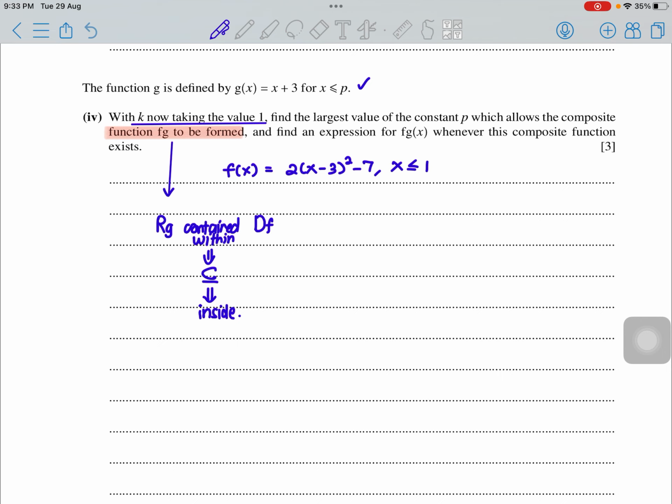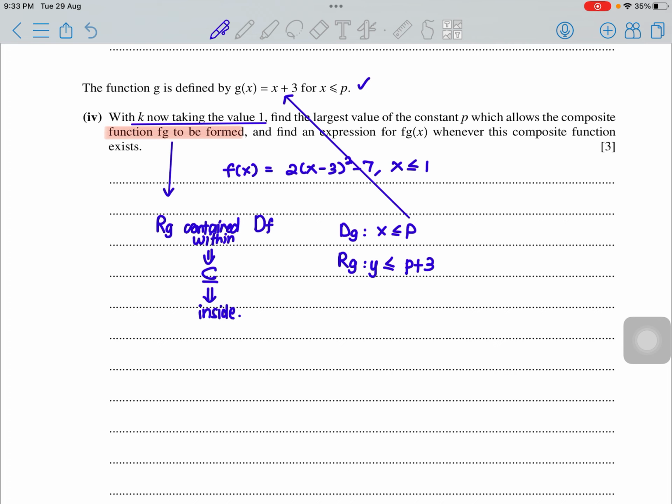How do you find the range of g? What do I know? I know the domain of my g, x less or equal to p. So to find the range of g, you will take the p value and you substitute into your g. So what will you get? You will get p plus 3. And I know my y will become less or equal.